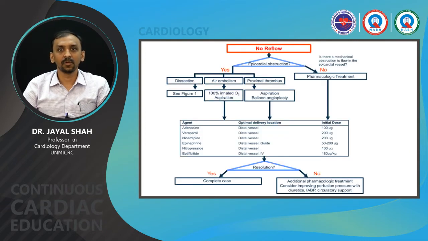So this is just the flow chart for treatment of no-reflow. It depends chiefly on the cause, and the different pharmacological treatments which can be given in no-reflow include adenosine, nicardipine, epinephrine, nitroprusside and verapamil. And ultimately, in resistant cases, we might have to consider the use of IABP or circulatory support.